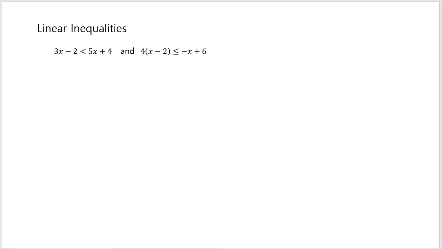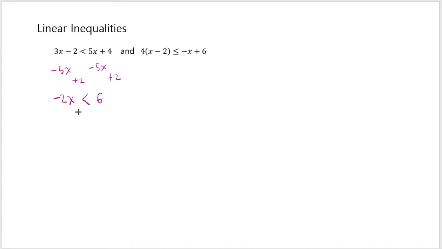Linear inequalities. Let's start by solving this inequality. We will first subtract 5x from both sides so that the x's will be on one side. 3x minus 5x will give you negative 2x, right? And then we will add 2 to both sides so that the 2 will be cancelled and you just have negative 2x only on the left side, whereas 4 plus 2 gives you 6.